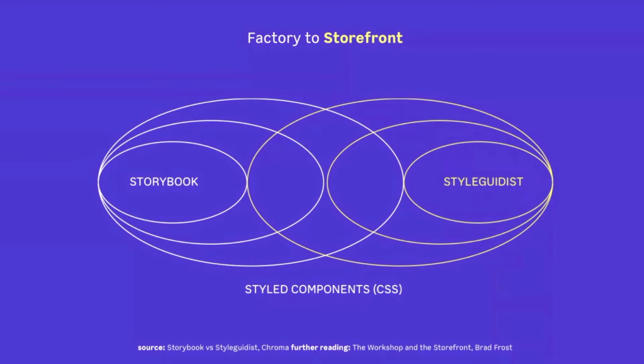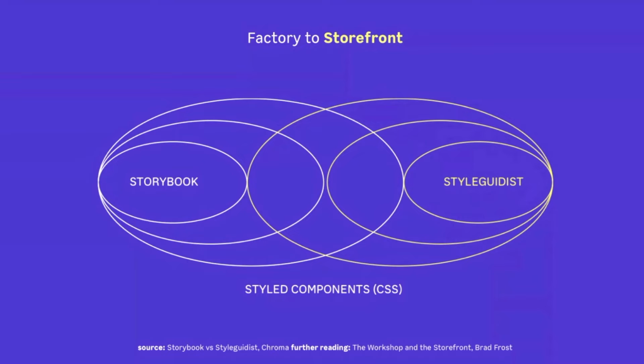So in this Brad Frost article, he talks about the current state of UI, design and development. And he talks about tooling and how there's this idea of the factory and the storefront. And he says there's a spectrum, and I'm kind of stealing this or borrowing it from another article by Chroma and kind of expanding upon it.